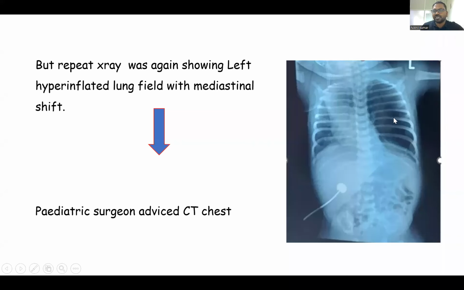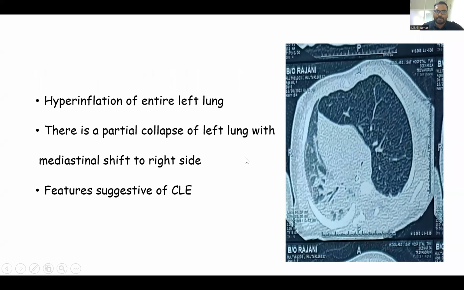The same picture is coming in all 3 X-rays, with the hyperinflated lung and the mediastinal shift. So CT chest was advised for this baby. CT chest showing hyperinflation of the entire left lung. There is a partial collapse of the left lung with the mediastinal shift to the right. So this CT is showing the features of congenital lobar emphysema.